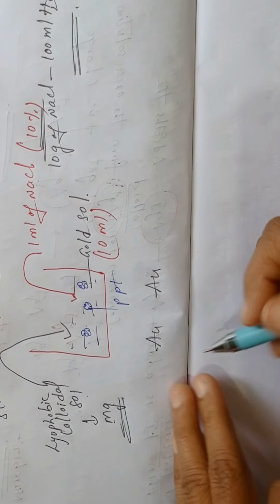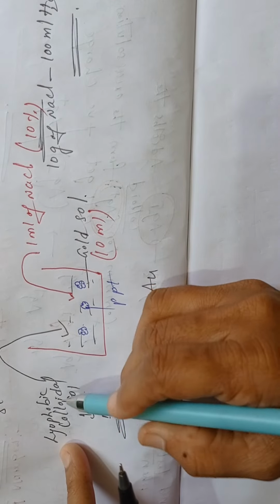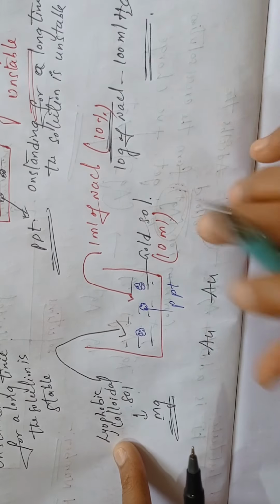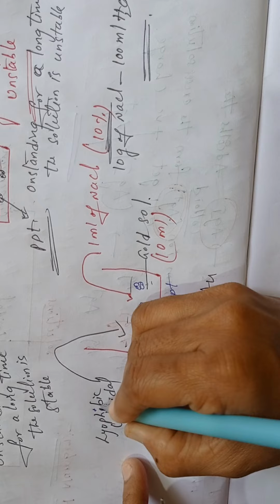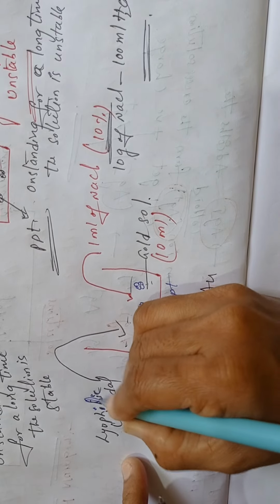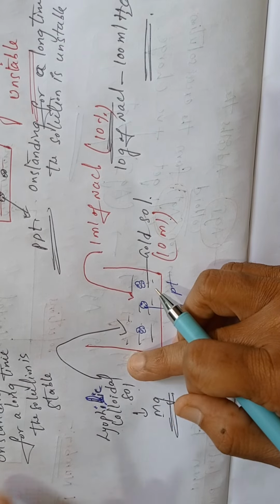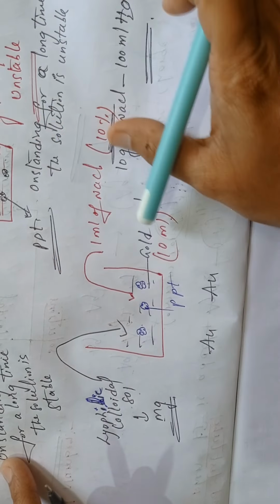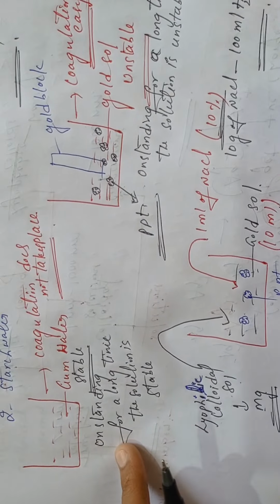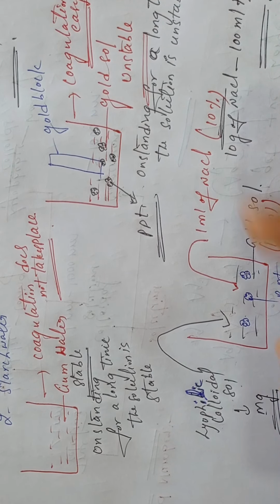Around these gold particles, what we added? Sorry, students. Lyophilic colloidal salt we have to add. This is lyophilic. This is lyophobic. So we want to make the lyophobic solution stable.